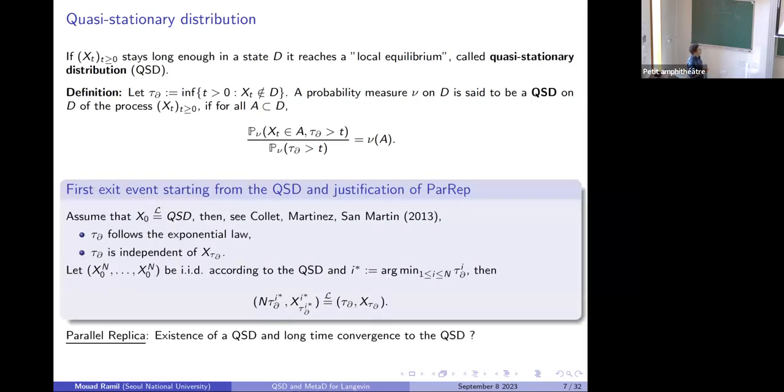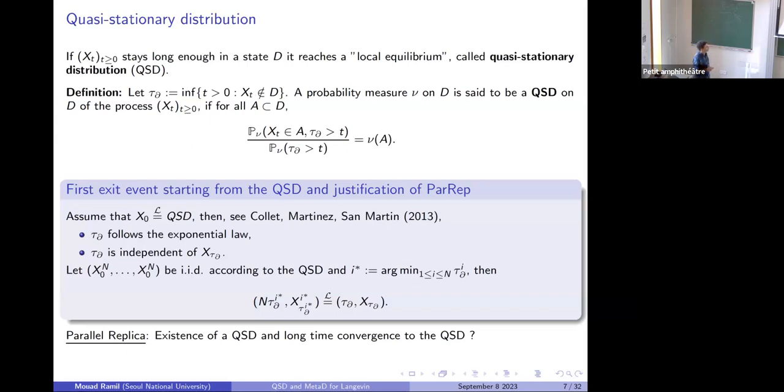The important fact is that if you want to sample the first exit event starting from the QSD, there is well-known literature saying that the first exit event satisfies some very interesting properties. The first one is that you know the law of the first exit time. It is an exponential law. You don't know the parameter, but you can use all the properties related to the exponential law. And this first exit time is independent from the point where you exit the domain. Using these two crucial properties, you can show that if you have n independent replicas all distributed according to the QSD, you can sample the first exit event by considering only the first exit event among all the replicas.